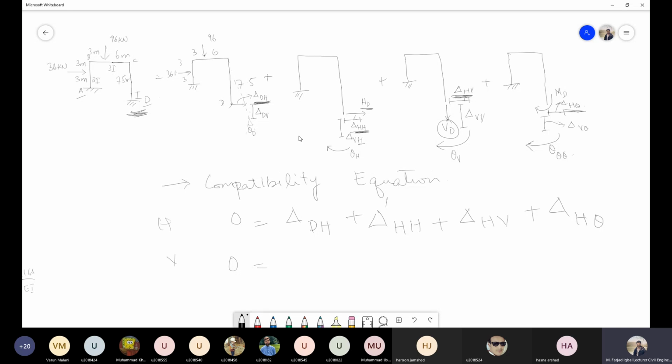Then we will write for the vertical displacement. In the initial frame, again it is 0. In this primary structure, we have delta DV. In this structure, we have this delta VH. In this third structure, we have delta VV. And in this fourth structure, we have delta V theta.